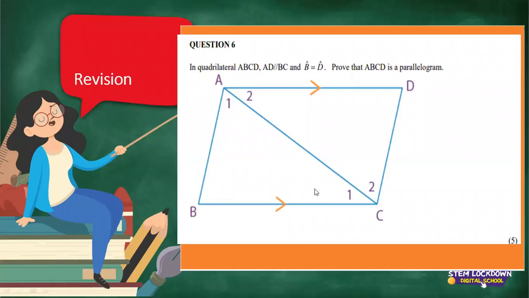So what can we say now about the triangles? We are looking at two triangles here. Don't forget, you're looking at triangle ABC and triangle ADC. So in triangle ABC, we say angle B and angle D are equal. That is given. AC is common, a common line, and also angle A1 is equal to angle C2.